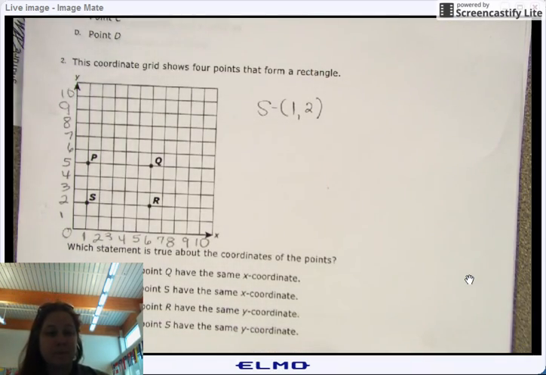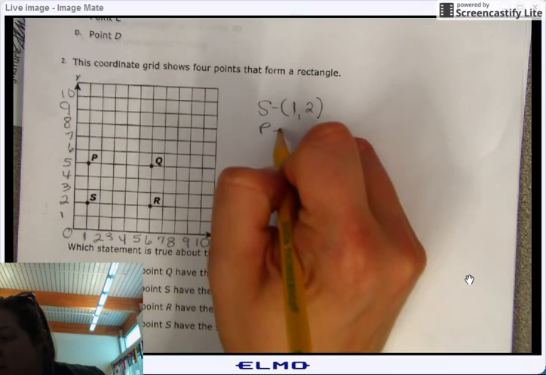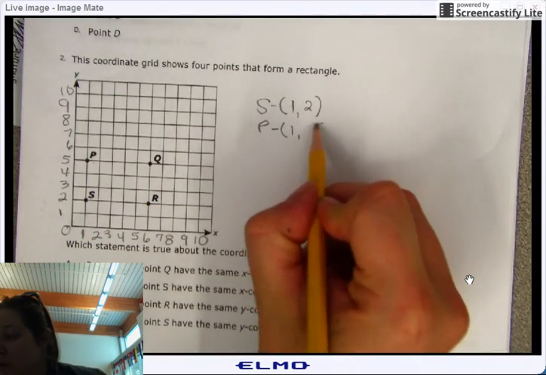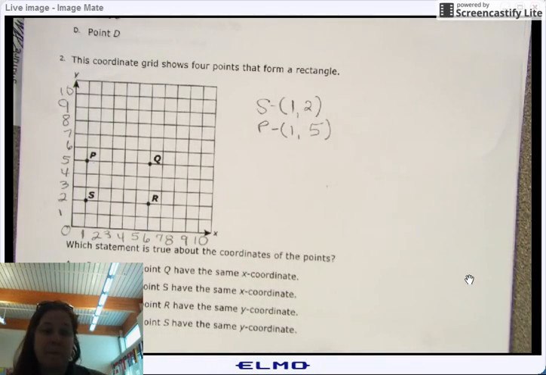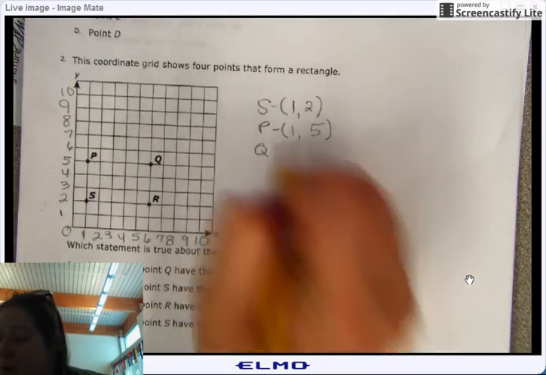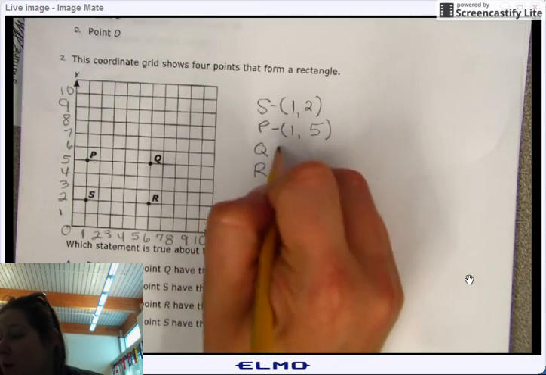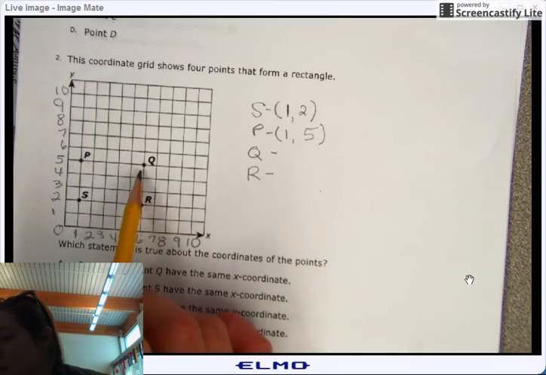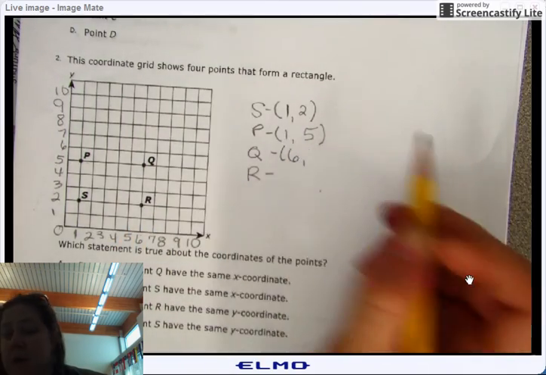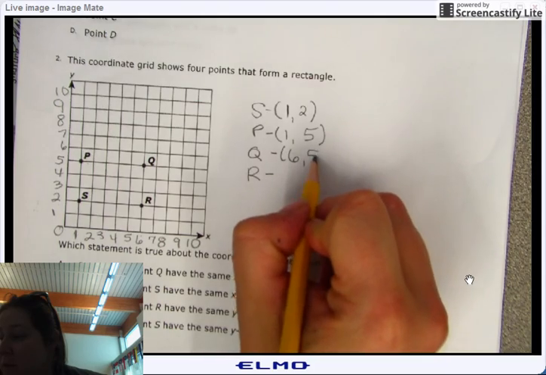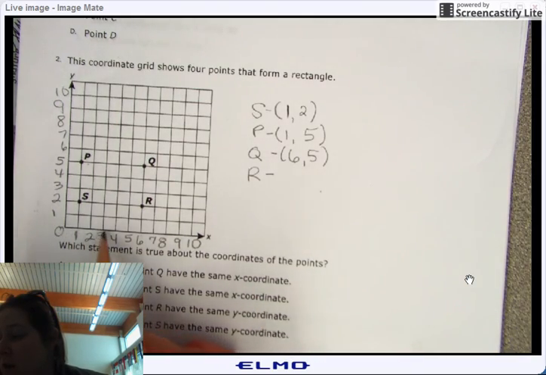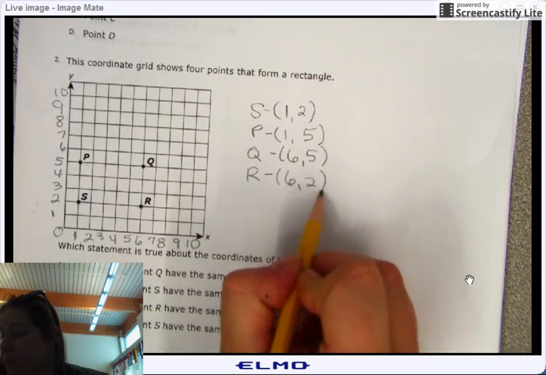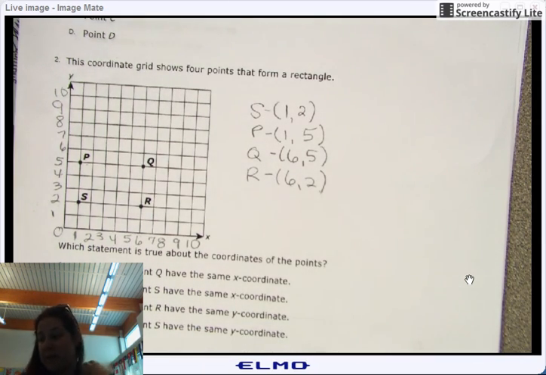Now S is located at 1, 2. Let's go to P. P is 1, 5. Q is 6, 5, and R is 6, 2.